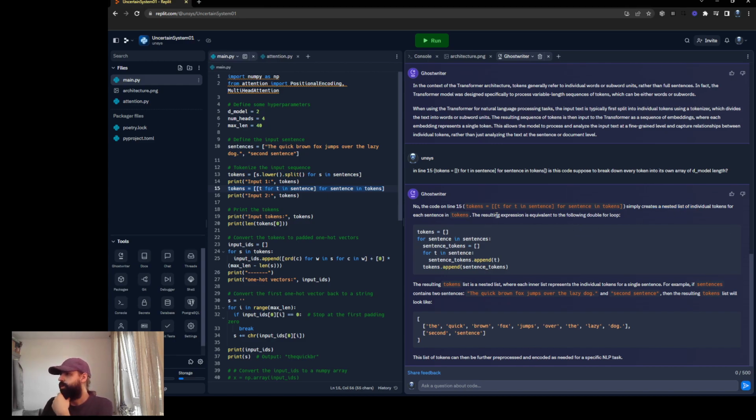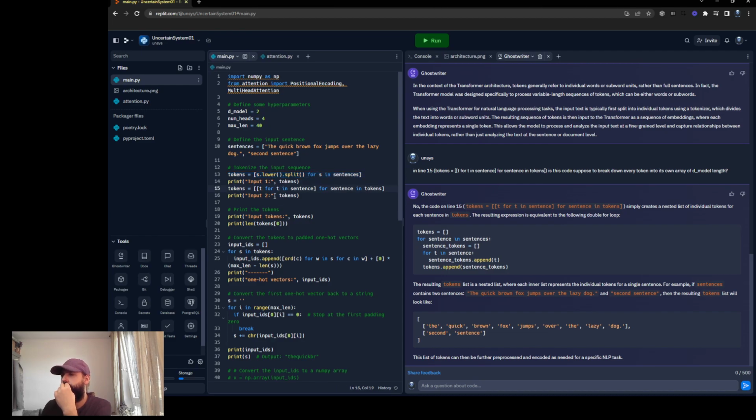In tokens, the result expression is equivalent to the following double loop. The resulting tokens list is a nested list where each inner list represents individual tokens for a single sentence. For example, if sentences contains 2 sentences, but that's something that you already have, unless the purpose of these is just to do the lowercase.